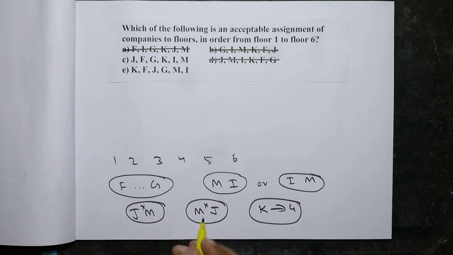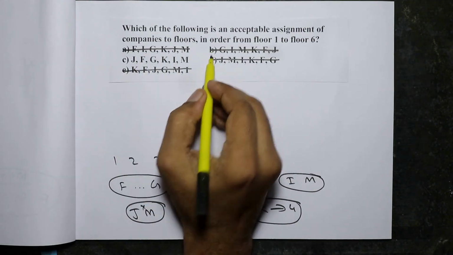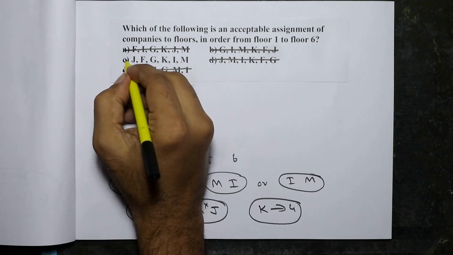J and M cannot be adjacent, so here they are not adjacent. And finally K has to be in 4. Here K is in 1, that is not allowed. So A, B, D and E can be eliminated. So the only possible answer is option C.